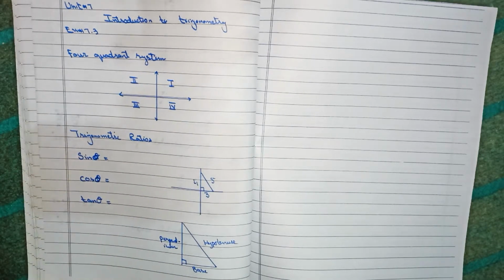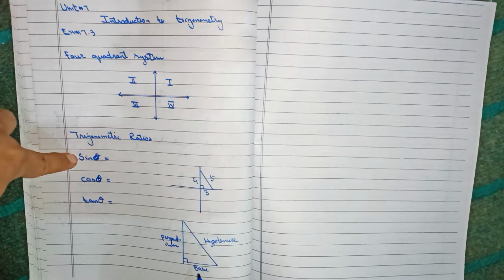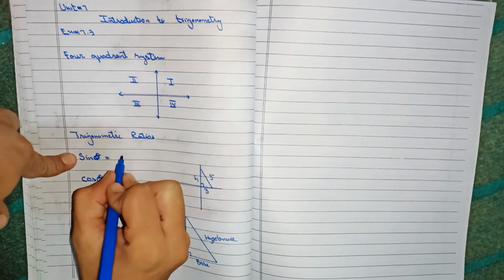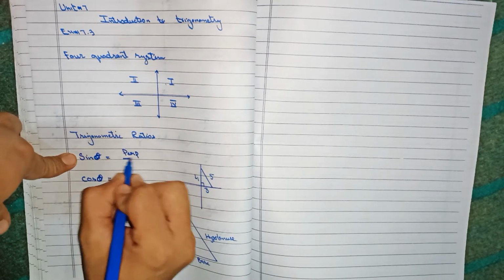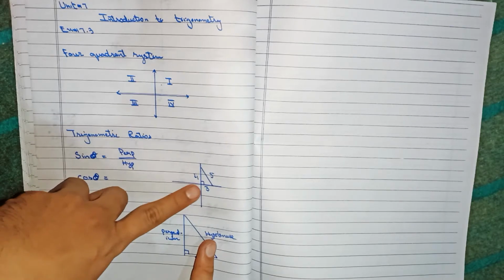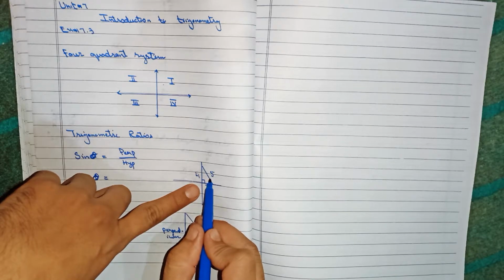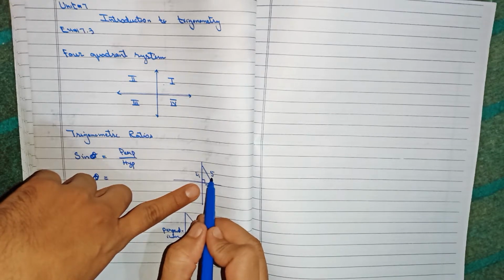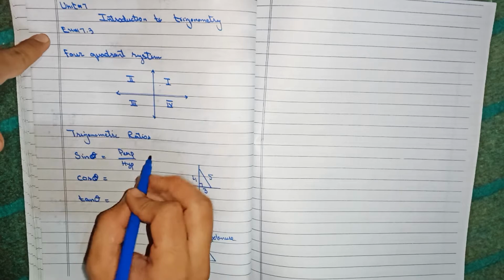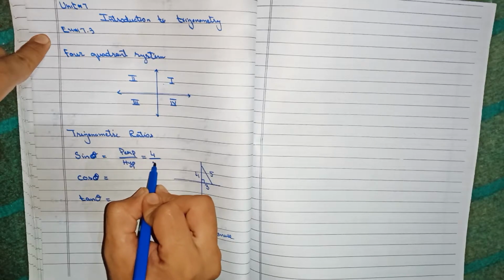Now, what are the trigonometric ratios in a right angle triangle? Sine of theta is equal to perpendicular over hypotenuse. In this small right angle triangle, you can see right in front of 90 degrees is the hypotenuse. It means here in this case the hypotenuse is 5, the perpendicular is 4 and the base is 3. So discussing this triangle, we can write perpendicular is 4 and hypotenuse is 5.